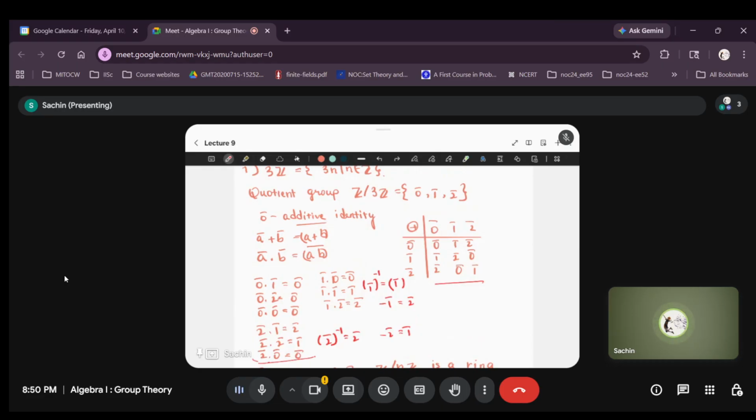And the inverse is simply an element such that if you multiply it with its inverse, you get the identity. And in this case, identity is 1 bar. So in case of 1 bar, if you multiply with 1 bar, you get 1 bar. So that is the inverse of 1 bar. Here, if you multiply 2 bar with 2 bar, you get 1 bar. So 2 bar is the inverse of 2 bar. There's nothing to do with what 2 bar actually is.